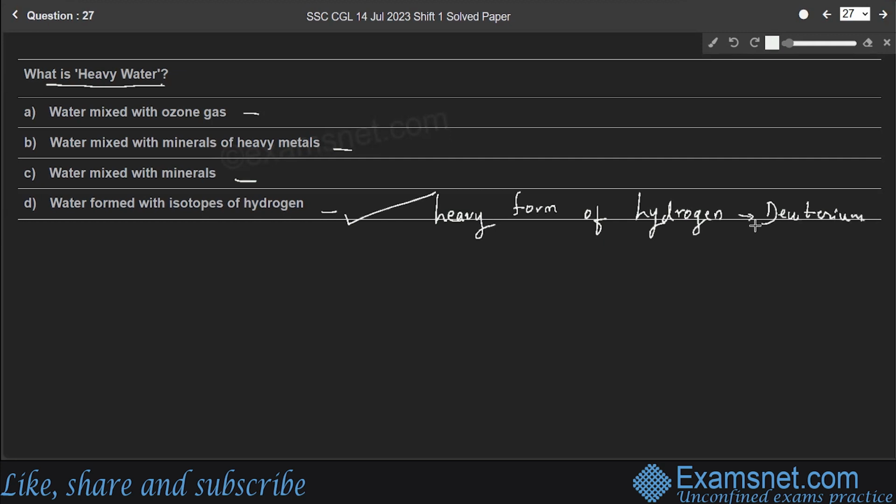D-E-U-T-E-R-I-U-M. Deuterium is called heavy water. Most of the hydrogen in normal water is made by the common hydrogen isotope. The water with a heavier hydrogen isotope has different chemical properties. So here the heavier hydrogen isotope is deuterium, right? Which contains protons and neutrons.